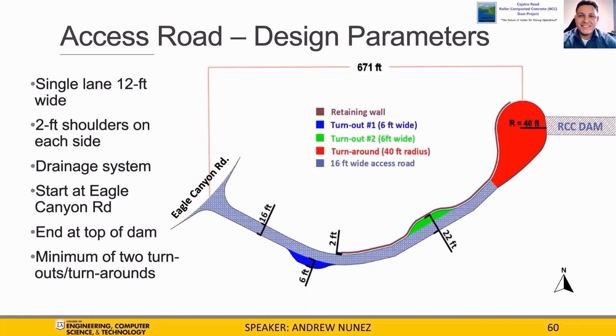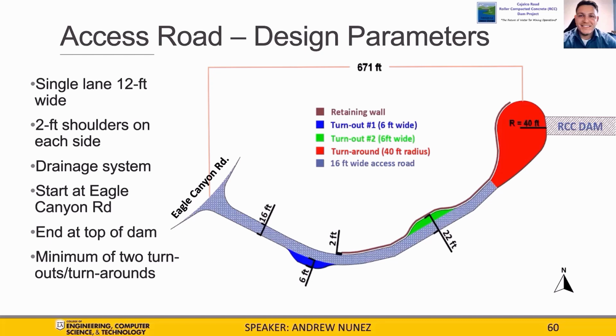Our design includes a 671-foot road west of the proposed RCC dam. The road will consist of a 12-foot wide lane with 2-foot wide shoulders on each side. We were also asked to design a drainage system to collect and redirect any water source away from our access road.